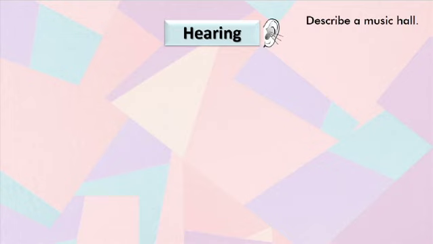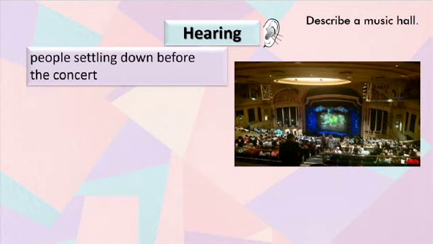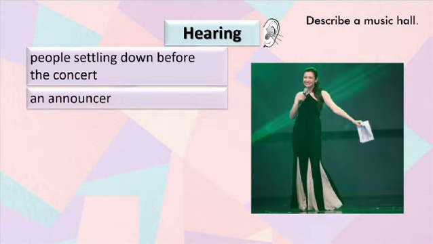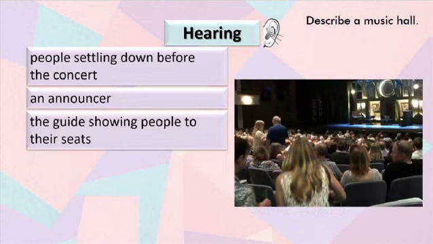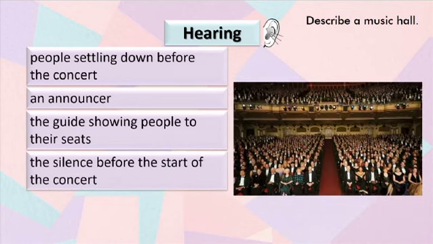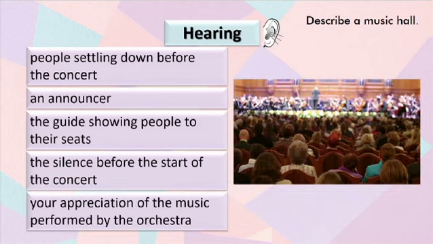What can be heard? You can hear the sound of people settling down before the concert. You can also hear an announcer. You may hear the guide showing people to their seats. You may comment on the silence before the start of the concert. Add your appreciation of the music performed by the orchestra.